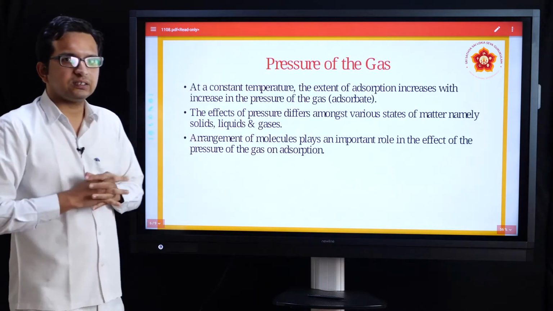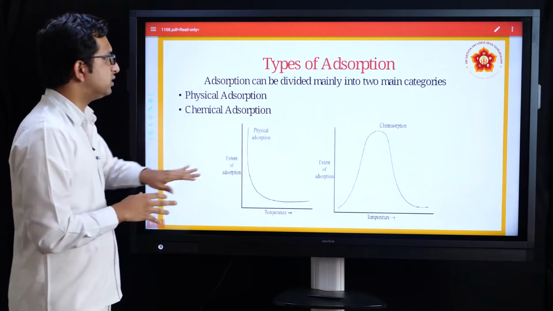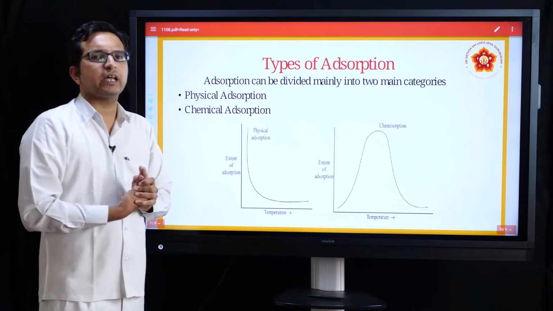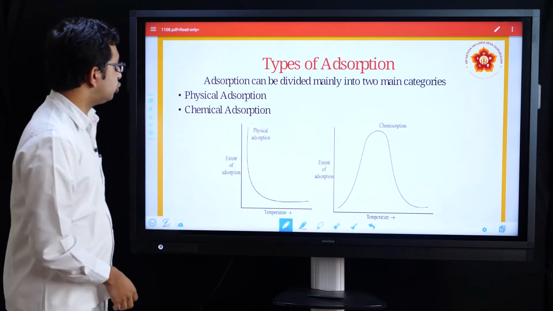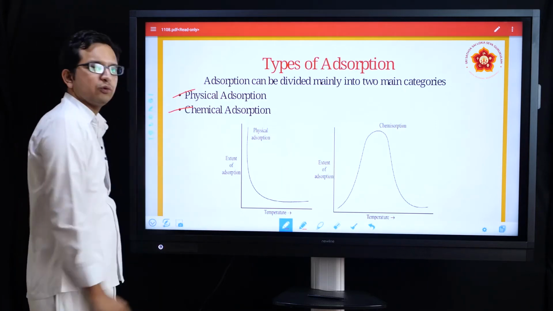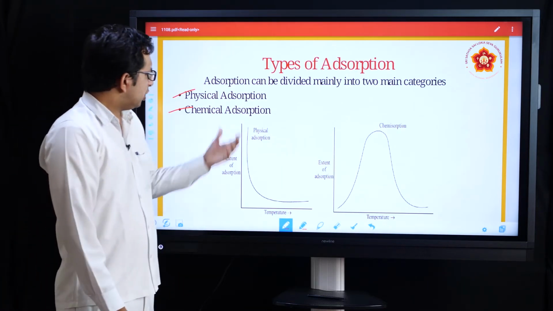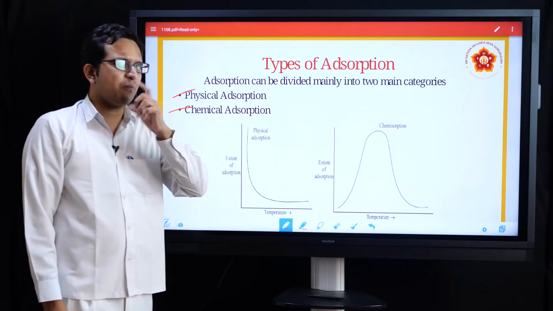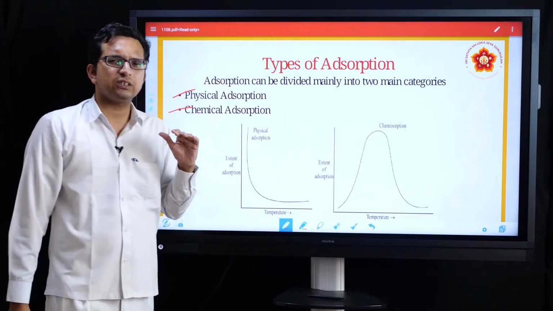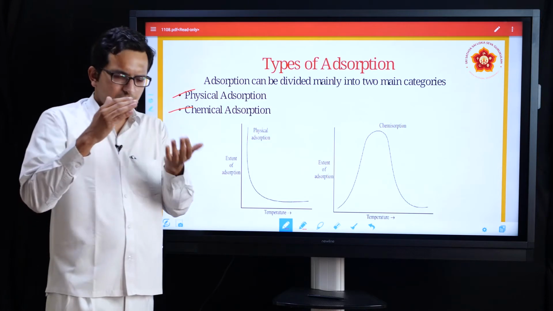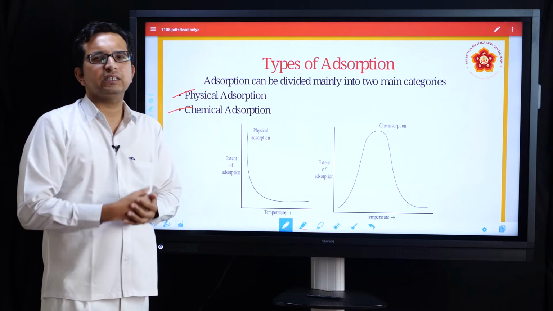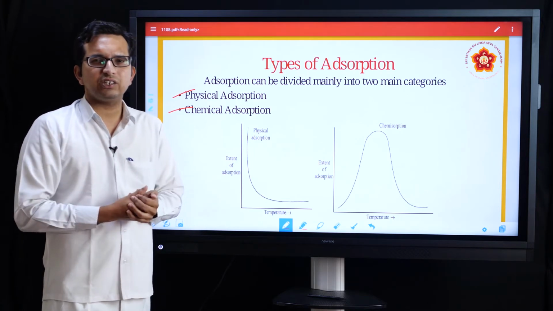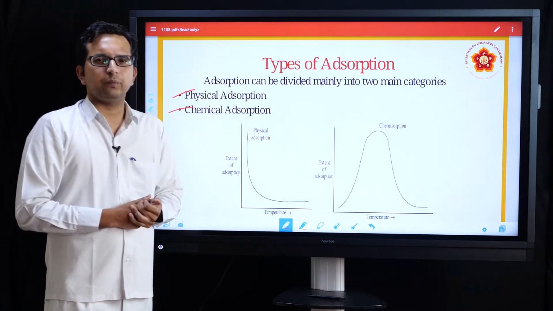Now, having seen certain factors of this adsorption, let us go through the types of adsorption. In types of adsorption, we mainly have two types. One is physical and the other one is chemical. Now, the word itself will give you some idea about it. Physical adsorption is nothing but their coming together being determined by certain weak physical forces. Physical forces essentially indicate the weak forces that are present.